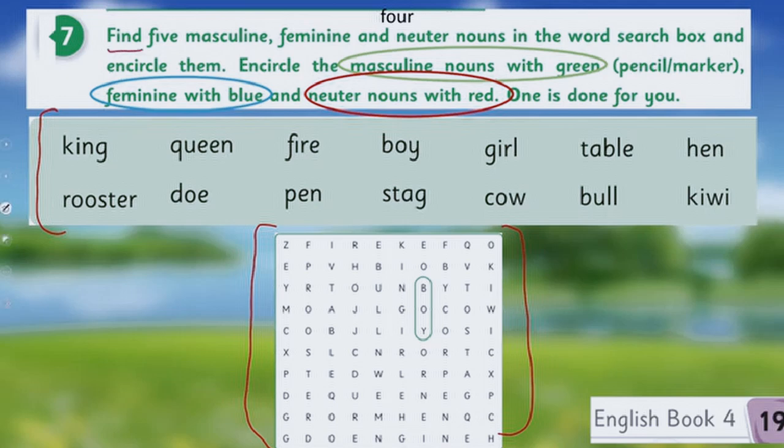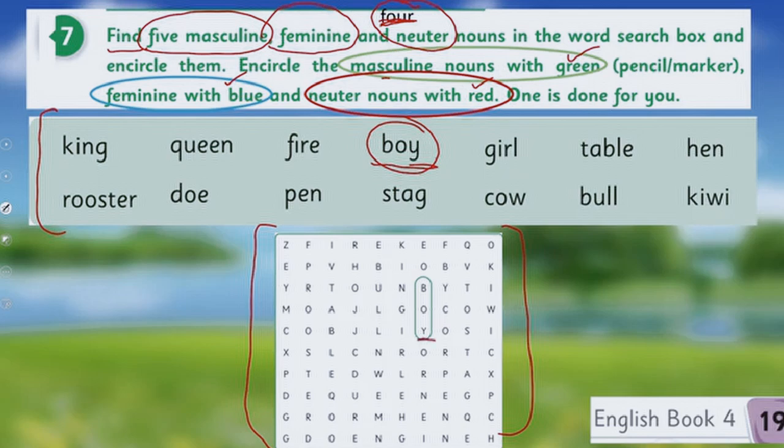You will find 5 masculine, 5 feminine, and 4 neuter nouns. This 4 has not been written in your book, but because we have 14 words here, 4 are neuter. What will you do? You will find a masculine noun and circle it with green color. You will circle feminine with blue, and neuter with red. For example, here boy, it's already done for you. We know it's a masculine noun, so we have circled it with green.